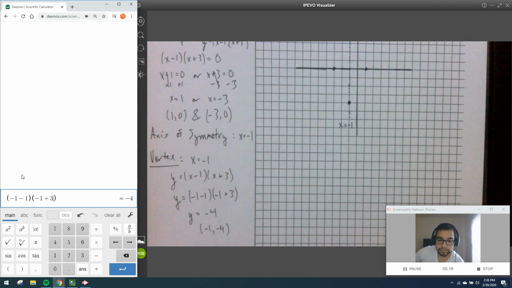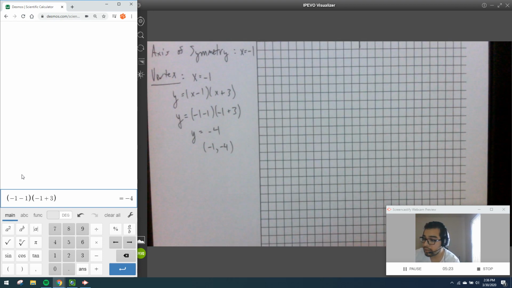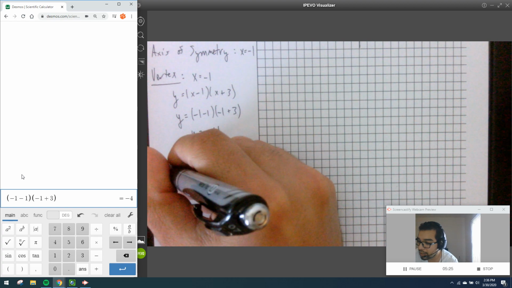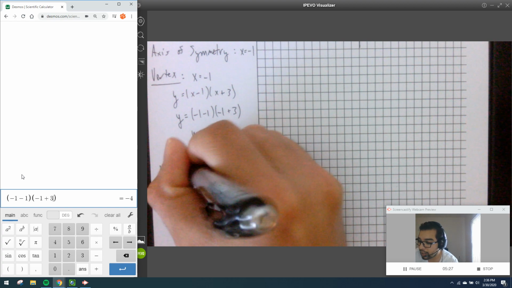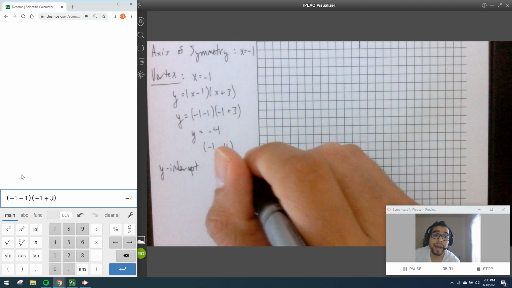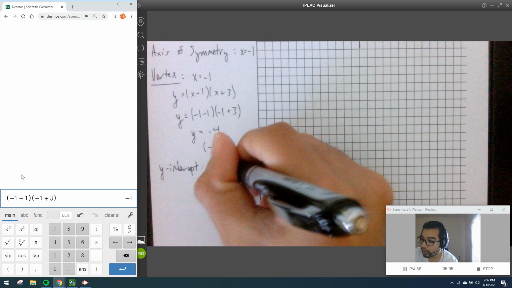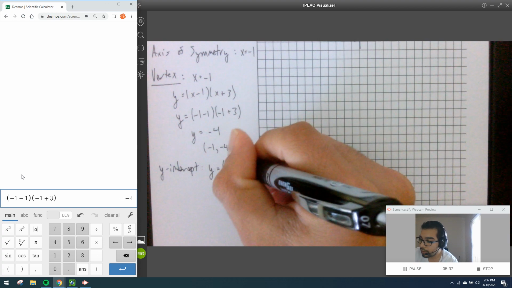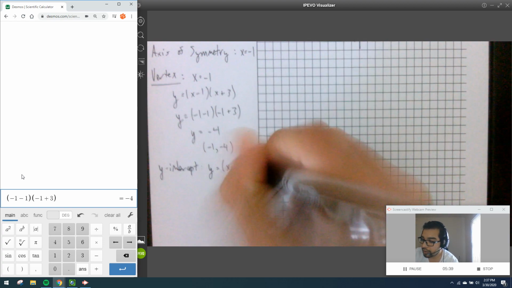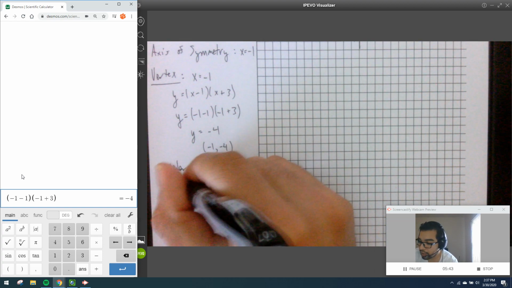Okay, the only thing that I need is my y-intercept. So I'm going to find my y-intercept, and that is the value of y when x equals 0. So I'm going to use my quadratic equation right up here, and I'm going to find the value of y when x equals 0.